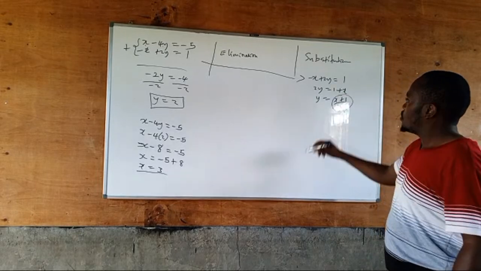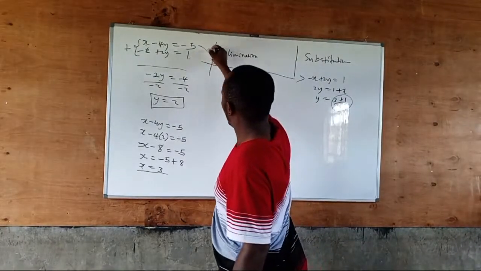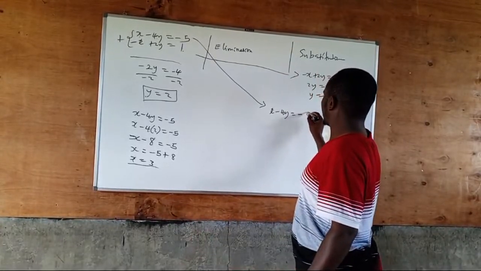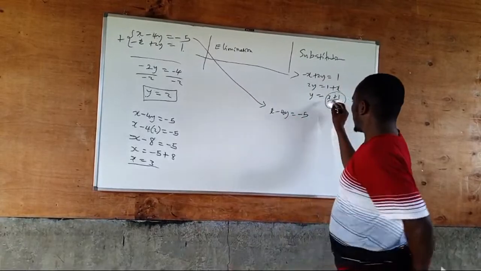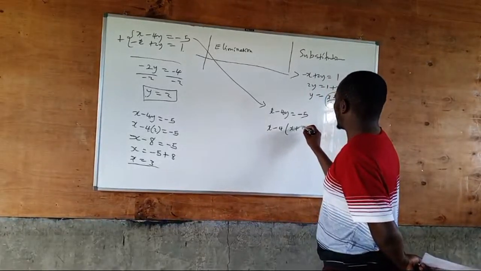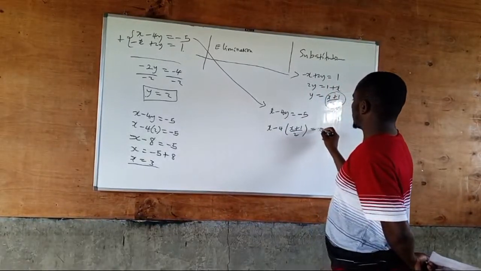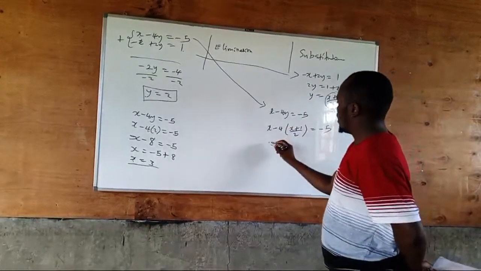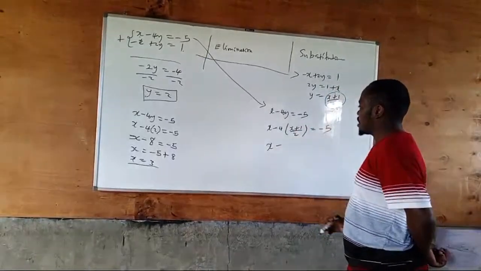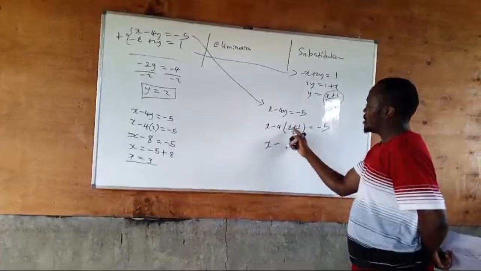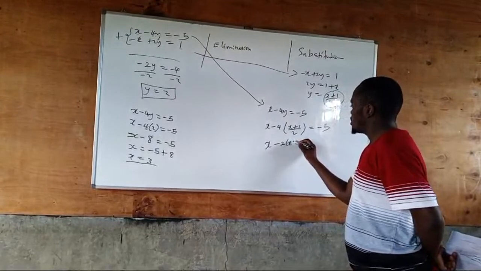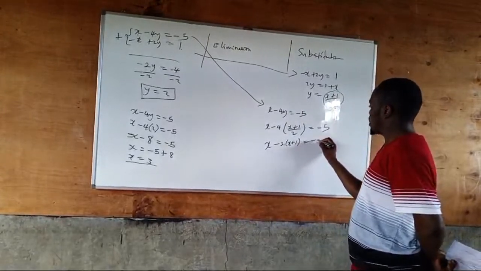Sawa. Tunakuja kwa hii. Umefanya hii, unachukua the next one. Tunasema x minus 4y equals to negative 5. So mahali kuna y unaweka hii. So x minus 4 times x plus 1 over 2 equals to negative 5. X minus, you now open the bracket. Since the fraction there is a multiply here, itabaki 2x plus 1 equals negative 5.